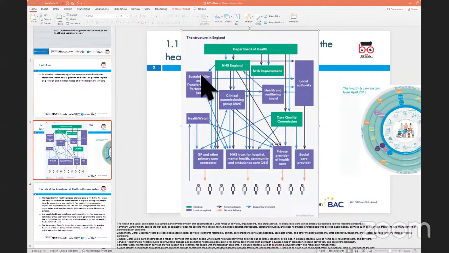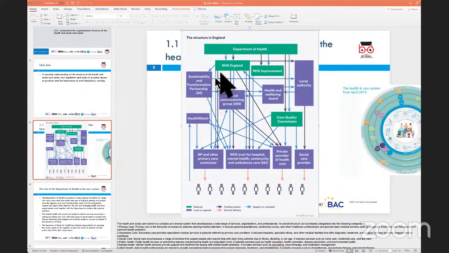Now, under NHS England, you have Sustainability and Transformation Partnerships, which is a body which primarily looks at, let's look at the bodies first. So you have the clinical commissioning groups, the Health and Wellbeing Board, Healthwatch, GP surgeries, hospitals, and private care providers like Bupa and Spire, lots of other private hospitals or providers, and then social care providers. So when you look at these bodies, they all help in the functioning and working of the system. As you can see, a lot of arrows crisscross the structure, which shows that these organizations depend on each other and work together in tandem to provide these services to members of the public.